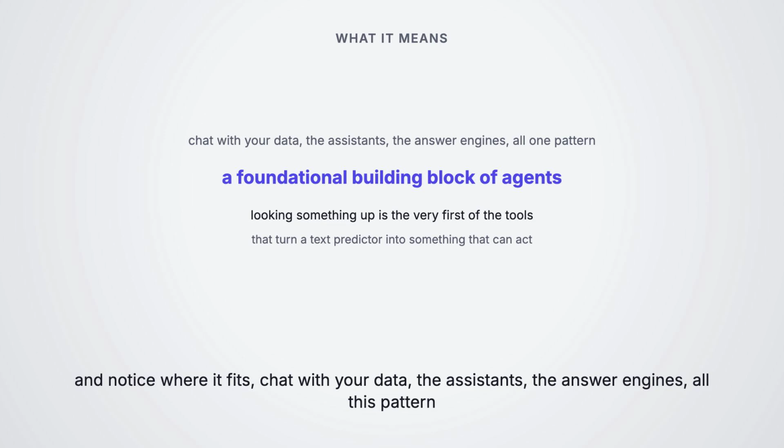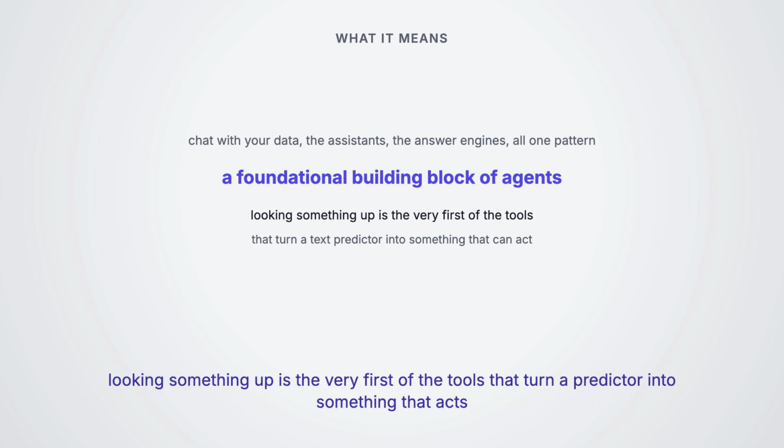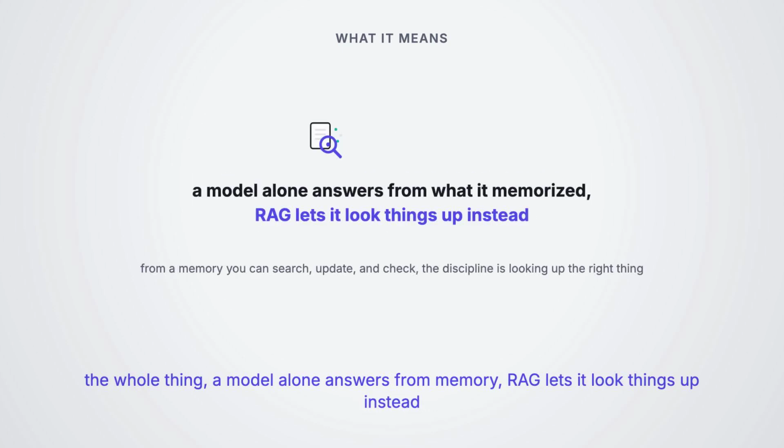And notice where this fits. Chat with your data, the document assistants, the answer engines. They are all this one pattern. RAG is also a foundational building block of agents, AI systems that take actions, because giving a model the ability to look something up is the very first of the tools that turn a text predictor into something that can act.